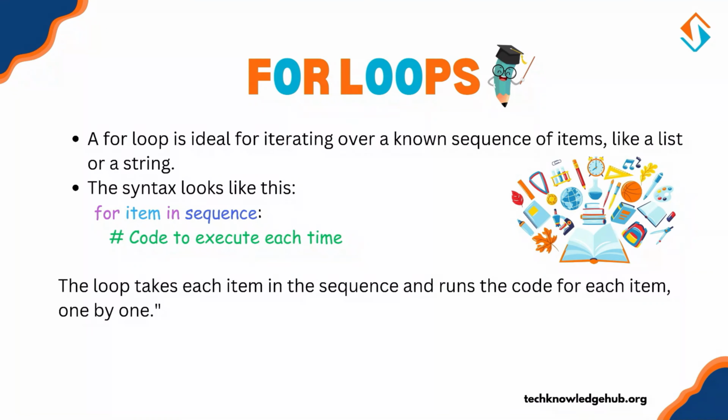Let's dive deeper into the for loop. A for loop is ideal for iterating over a known sequence of items like a list or a string. The syntax looks like this. For item in sequence: # code to execute each time. The loop takes each item in the sequence and runs the code for each item one by one.